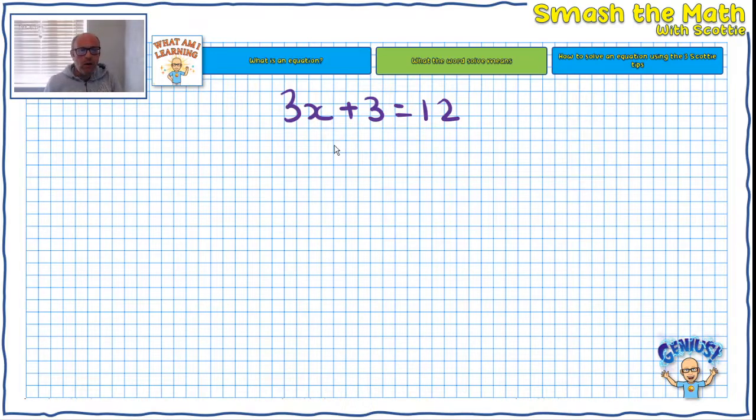So, we want to solve this equation. To solve it, we're basically trying to find out what this x is, what number is behind that letter. That's all we're trying to do. Okay, we're trying to find the answer to what that actually is.